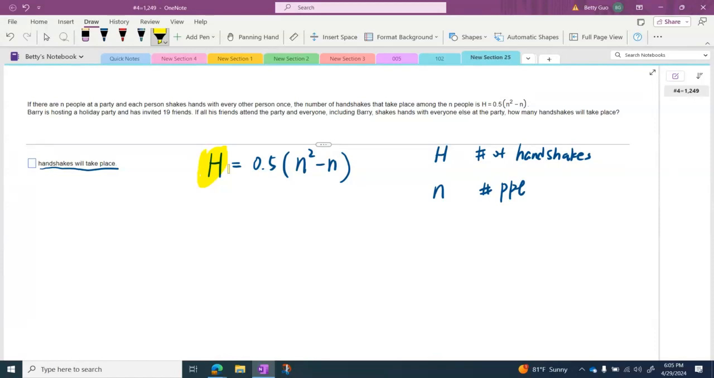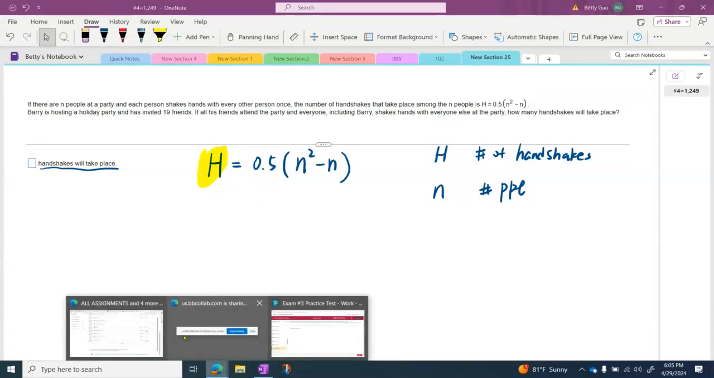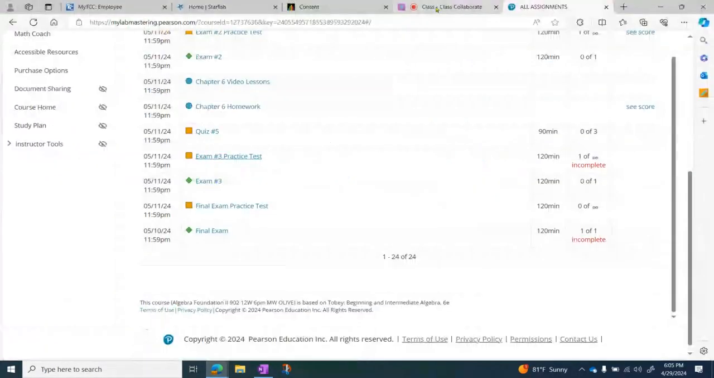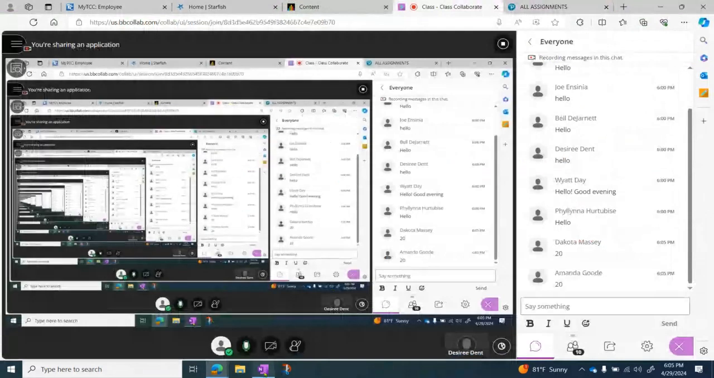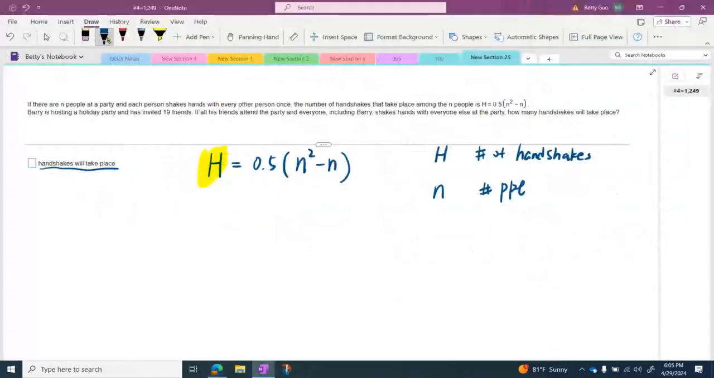Anyone would like to give the value of n? How many people in the party? In Barry's party, knowing Barry is going to be one of the people shaking hands with others, and he invited 19 friends. 19 plus 1, 20. Awesome, very good. So we're going to have n equals 20. And all we need to do is to plug in n equals 20.